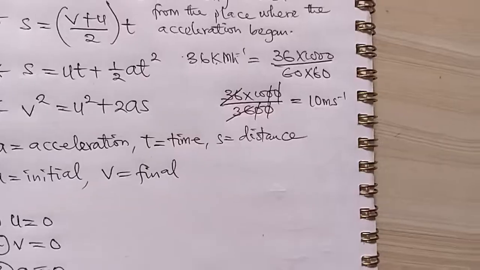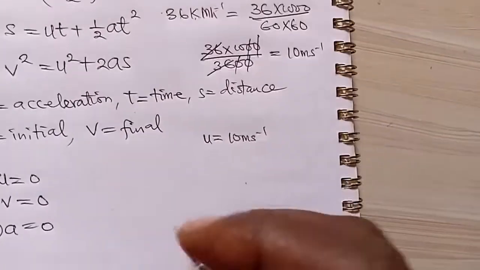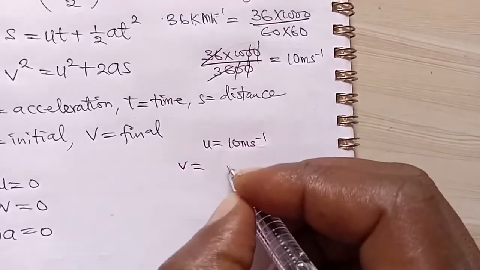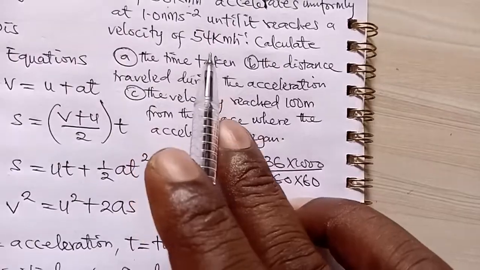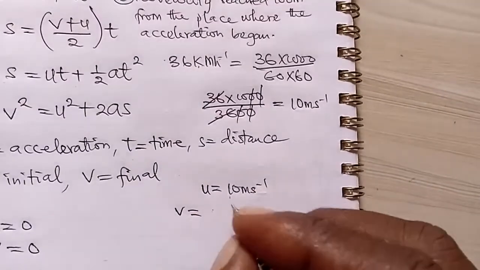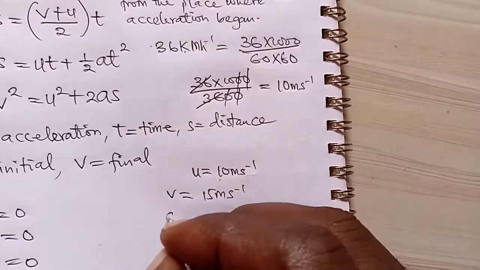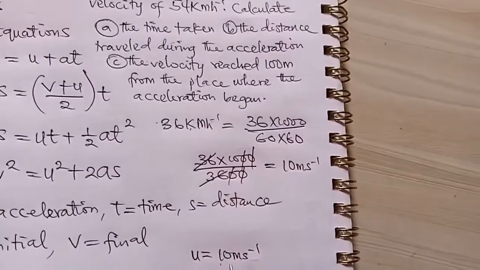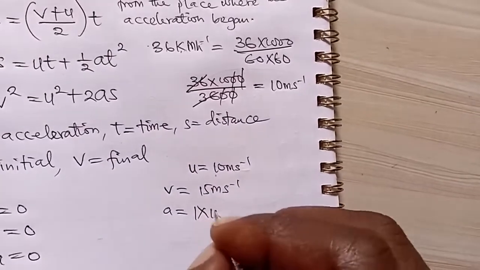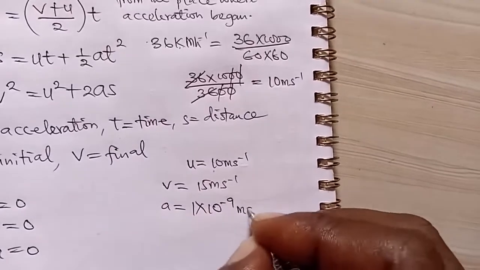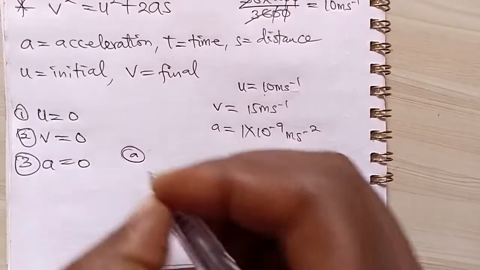So our u is 10 meters per second, and our v is 54 kilometers per hour. If we translate that, we're going to get 15 meters per second. And then our A is 1.0 nano, which is 1 times 10 raised to power minus 9 meters per second squared. So having done that, we can now solve for the A, time taken.